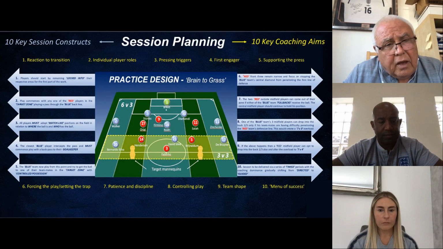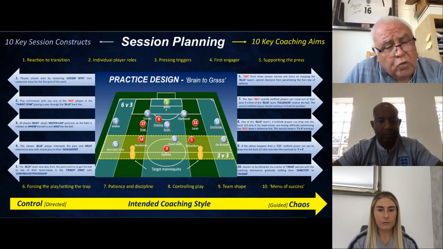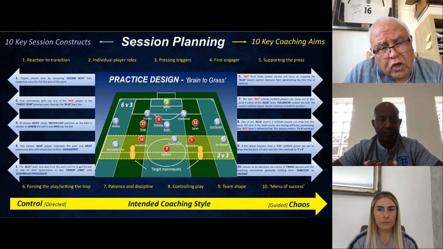The final thing, again, I'm indebted to Aaron Danks for this: controlling the practice to start with and developing towards a more chaotic endpoint around practice design. Whilst it's something I've always done, I'd never thought of it visually in the way in which Aaron presented it. So I thank him for that.